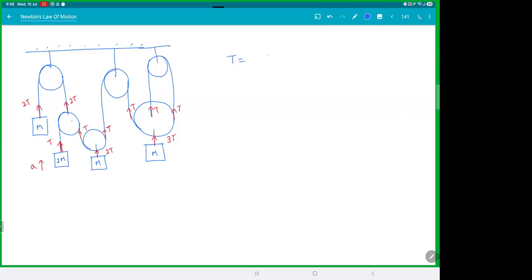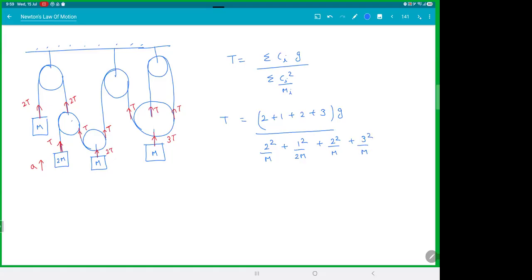Now the formula for tension will be sigma Ci into g by sigma Ci square by Mi. Not really that difficult to remember. Let's start from the left side. This coefficient is 2. This coefficient is 1. This coefficient is 2. This coefficient is 3, into g by the denominator. This coefficient is 2 and the mass is M, so you take 2 square by M. This coefficient is 1, but the mass is 2M. This coefficient is 2, mass is M. This coefficient is 3, mass is M.